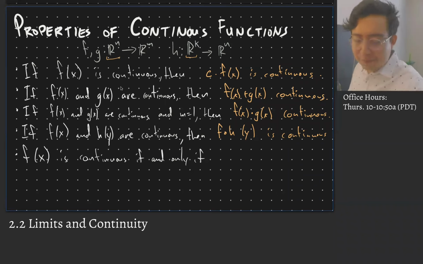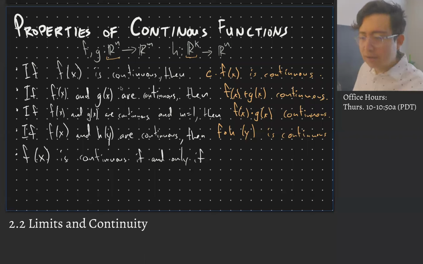So, for example, if I know that the trig functions are all continuous, which we do from calculus class, then I can take some polynomial and plug it into a trig function, and that is still a continuous function overall, right?